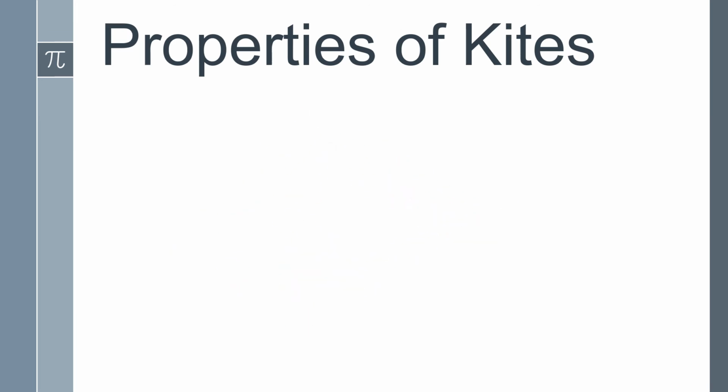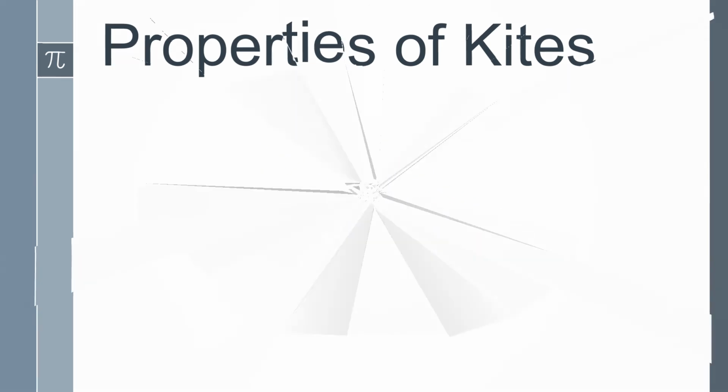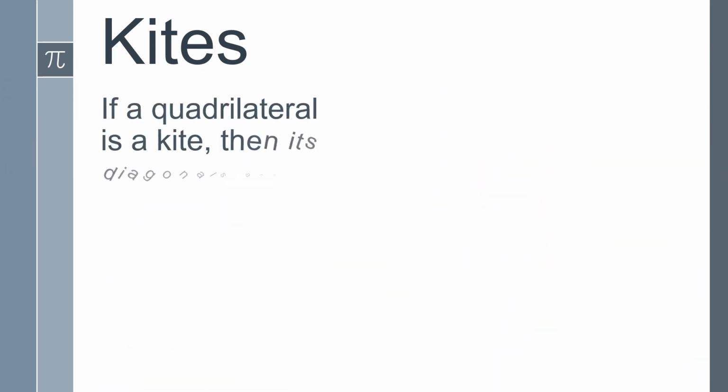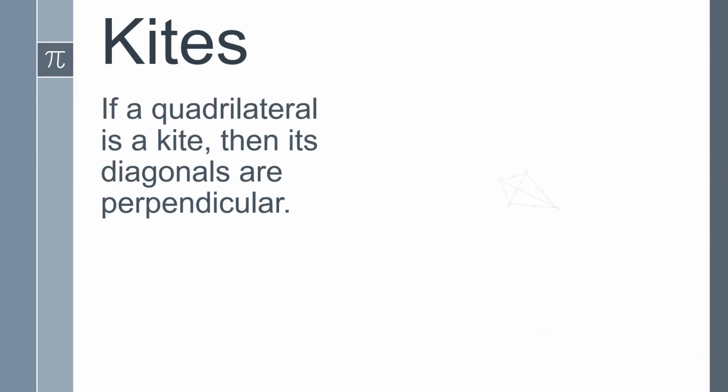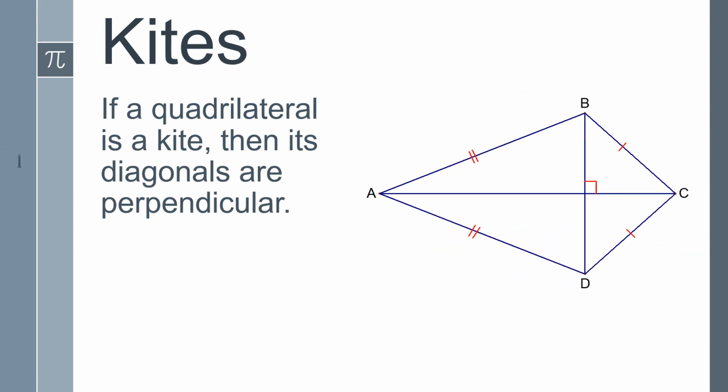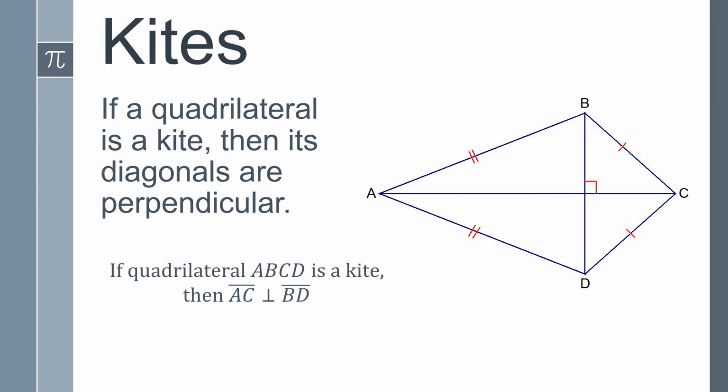Okay, so kites have some very specific characteristics. Number one, the diagonals are perpendicular. So if quadrilateral ABCD is a kite, then segment AC is perpendicular to segment BD in this picture.